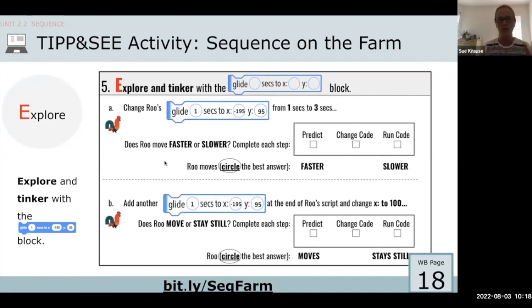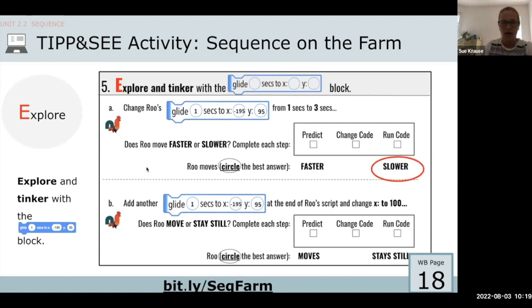And again, with this, there's two, that's why the faster, slower is in 2 spots. So does Rue move faster or slower? That is the spot where the kids should be predicting before they actually run it and change the code. So they should be circling faster or slower in this spot in order to predict. And then once they change the code and run it, then they circle what actually happens so that they can compare what they predicted to what actually happens when they make the change.